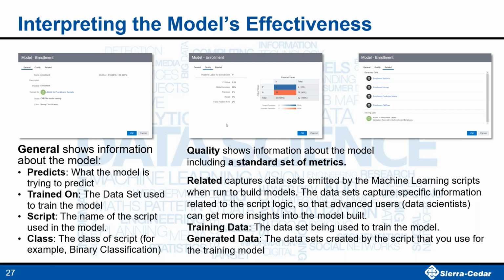The related tab also provides some additional data sets that further reflect the effectiveness of the model in detail. It shows you some statistics, a heat map, a confusion matrix, and I'll talk a little bit about each of these later, as they're a little more complicated.